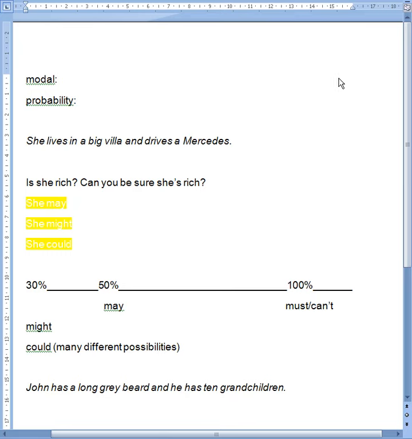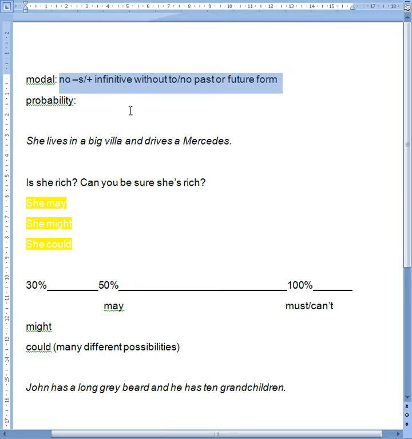Today we are going to talk about probability modals. First of all, I should explain what a modal verb is. A modal verb is a special kind of auxiliary verb that changes the meaning of a sentence. For example, should, must, can are all modal verbs.